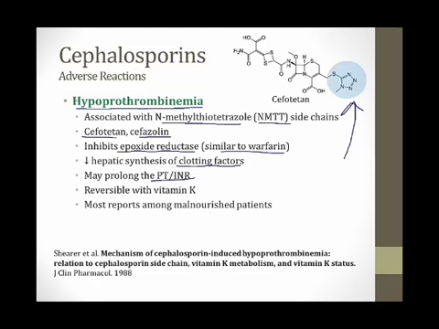It's reversible if you give the patient vitamin K, and most of the reports of this complication occur among malnourished patients who are already depleted in vitamin K and then are administered a cephalosporin with this type of side chain. If you want to read more about this rare complication, I've listed an article at the bottom of the screen.